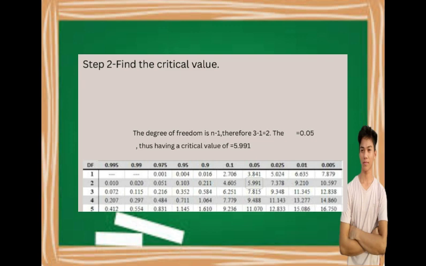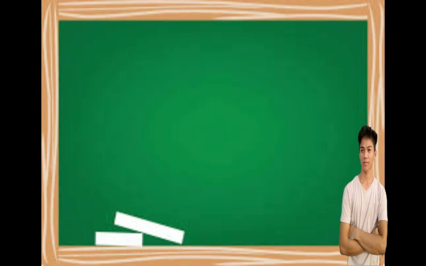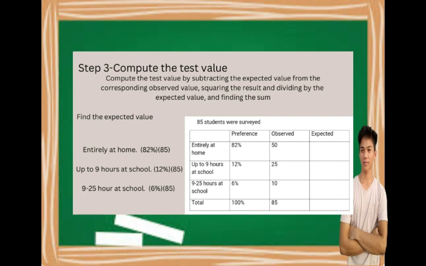You can see in the illustration where the 2, which is aligned to the number 5.991, which is under the 0.05. The illustration below is called the chi-square test table, which is used to determine the critical value of a test or a hypothesis. So let's go to another step, which is to compute the test value.